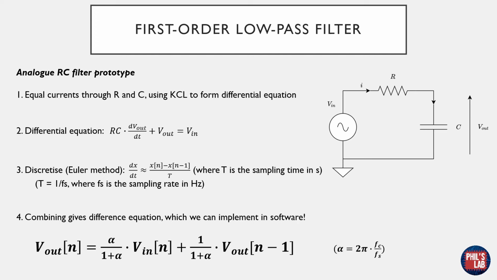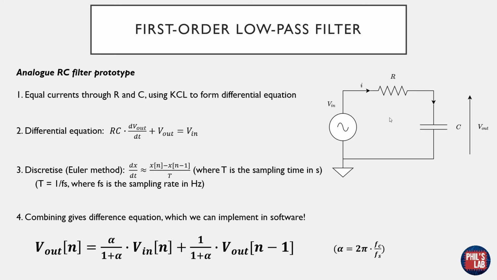Now I have a video on my channel that goes in far greater detail of how to derive filter models from analog prototypes, but I will just run through the basics in this video. In essence, we'll be using this RC prototype filter, which is an analog filter, as a prototype, and then moving over and discretizing this to give us a difference equation that we can then implement in software.